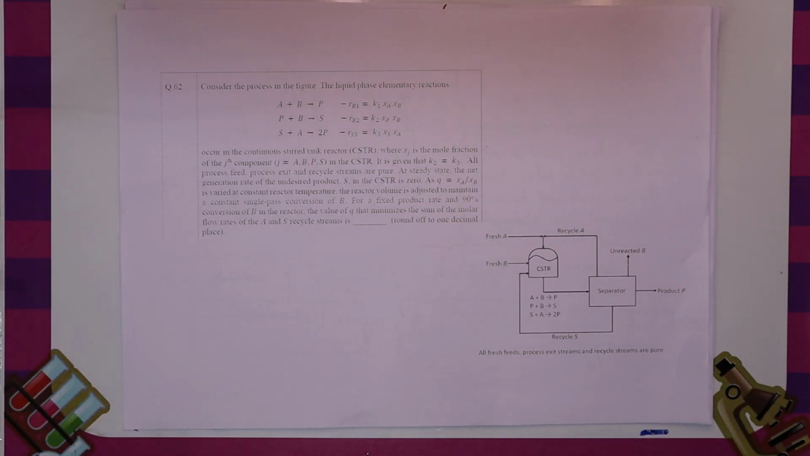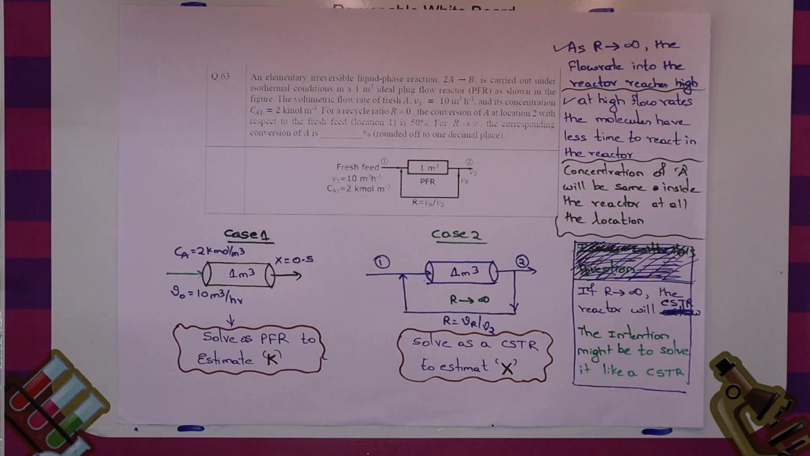So let us move to the next problem. Let me explain this particular question number 3 in as simple a way as possible. There is a reactor, okay, with a fresh feed molar flow rate of, that means at location 1 and location 2, the volumetric flow rate is 10 meter cube per hour. The concentration at location 1 is Ca1, which is 2 kilomole per meter cube.